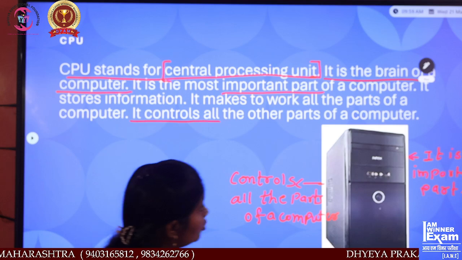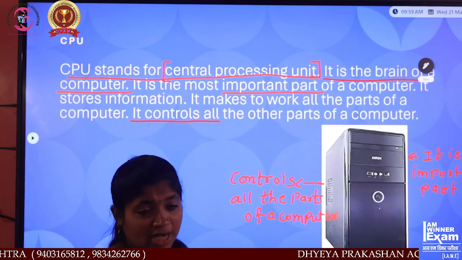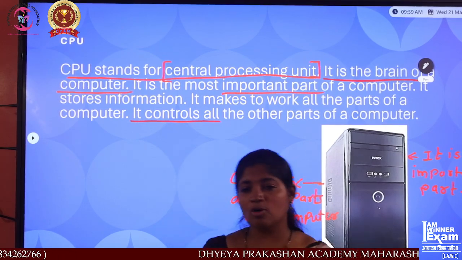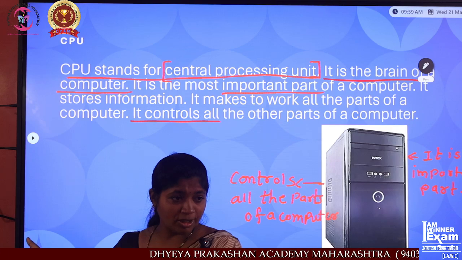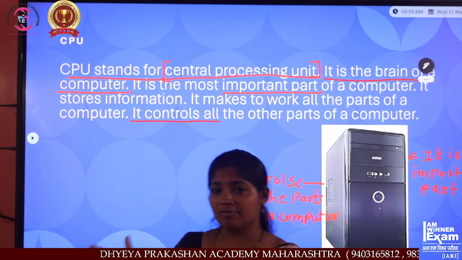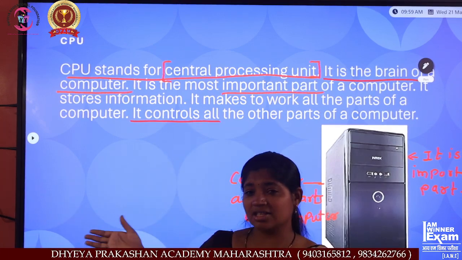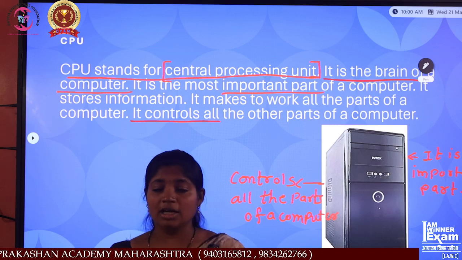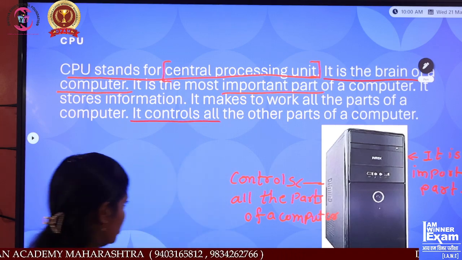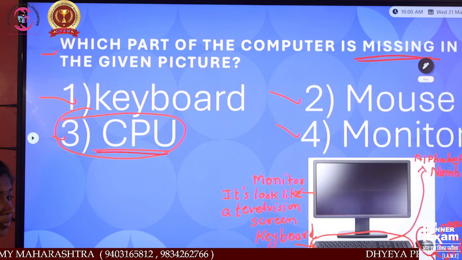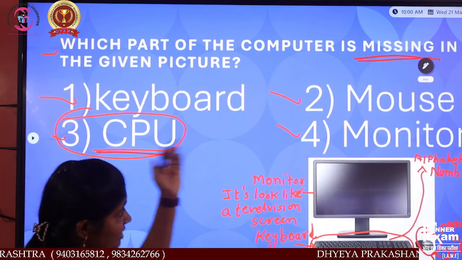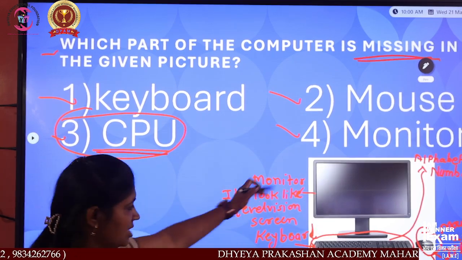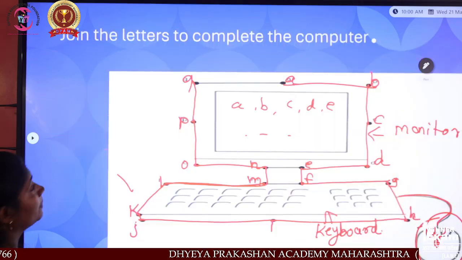Next, CPU. CPU stands for Central Processing Unit. It is the brain of a computer, the most important part of a computer. It stores information. It makes all parts of a computer work. It controls all the other parts of a computer. Next, which part is missing in the picture? The CPU part is missing in this picture.